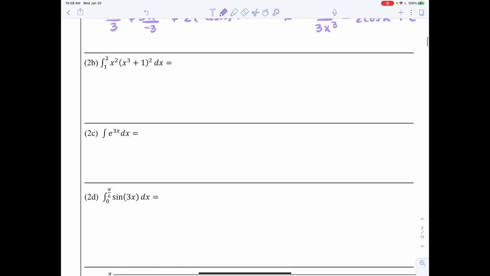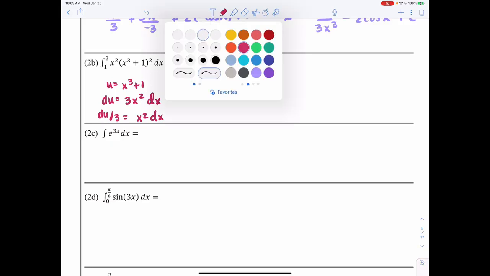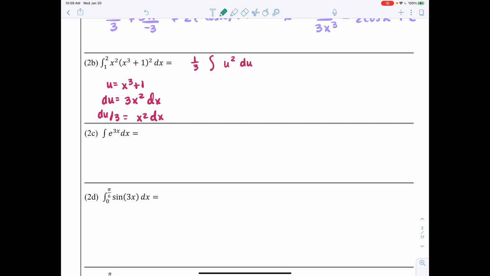Your turn. I'll hint that on 2b, you are going to use u substitution, and I would like for you to change your bounds. Press pause. Let's make u x cubed plus 1, du 3x squared dx. I don't have a 3, so let's get rid of that 3. So we're going to write this with a 1/3 integral of u squared du. Changing our bounds, 1 cubed plus 1 should give us a new bound of 2. And then 2 cubed should give us a bound of 9 here.